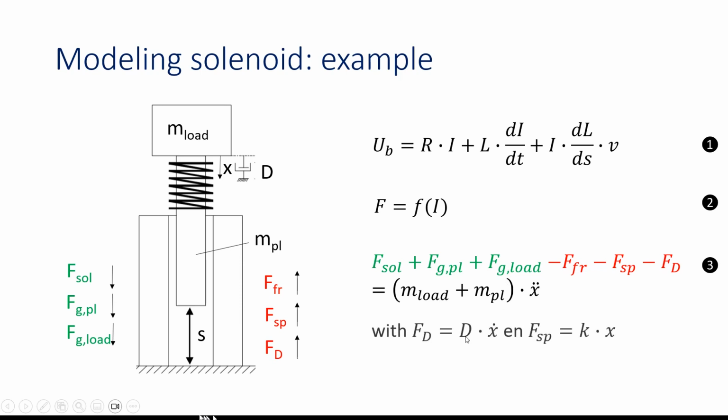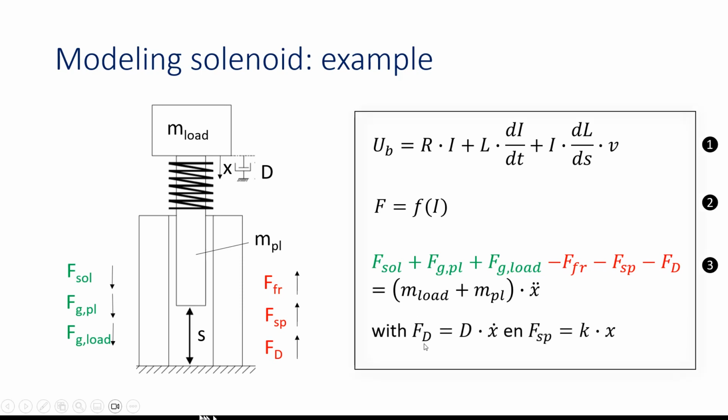And, of course, keep in mind that the damping force is equal to the damping constant D of that damper in your solenoid application times the speed, the derivative of the position, and the spring force is, of course, spring constant k in my example times the position x over here. So these are all the equations you need for creating a model.